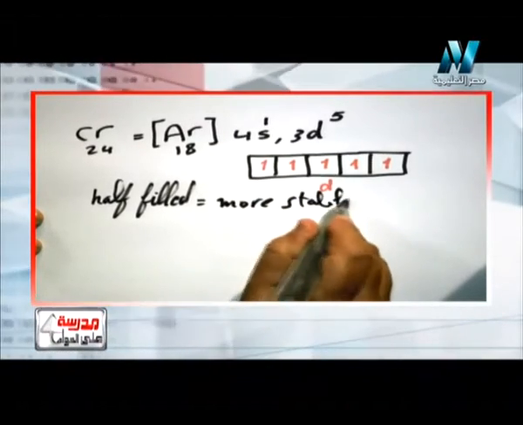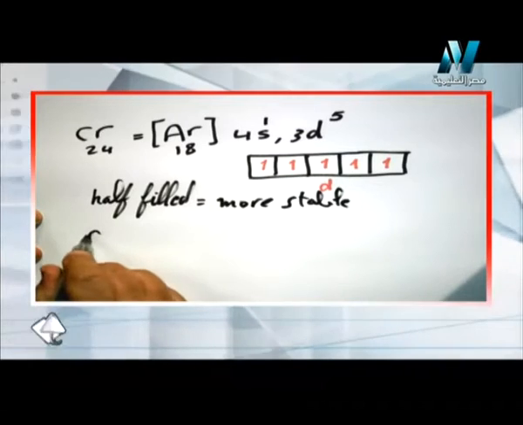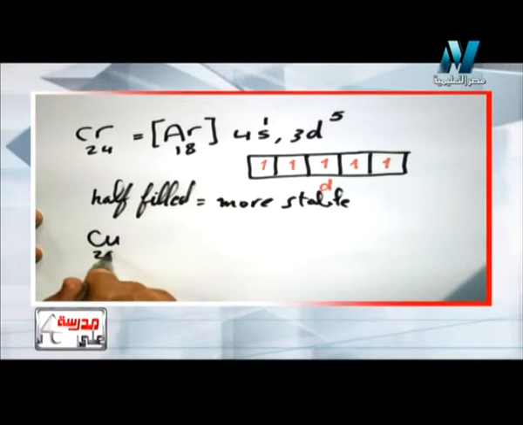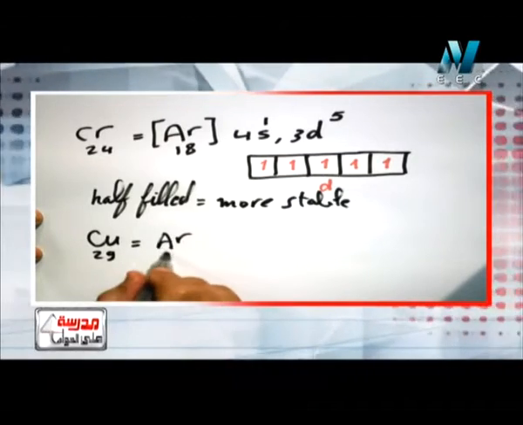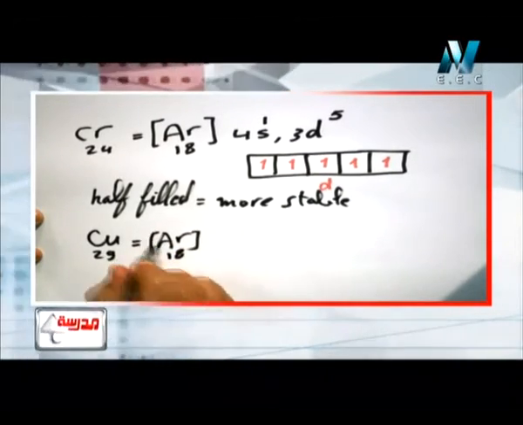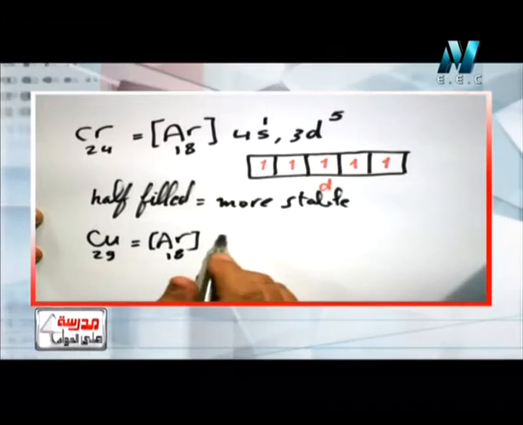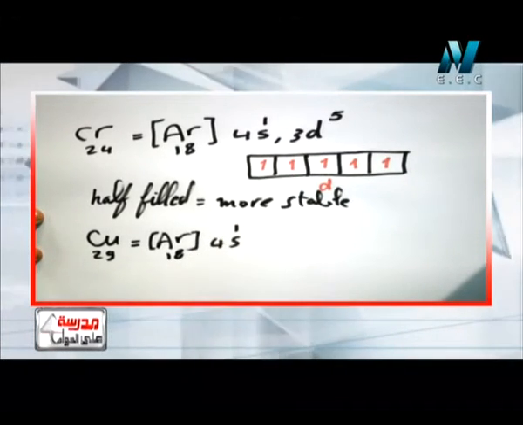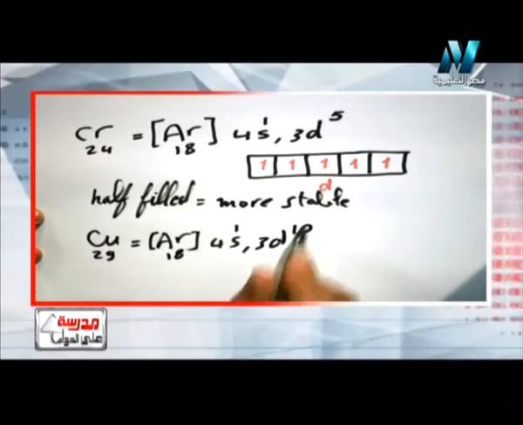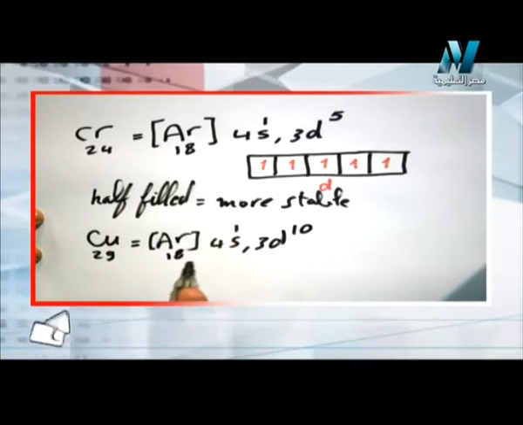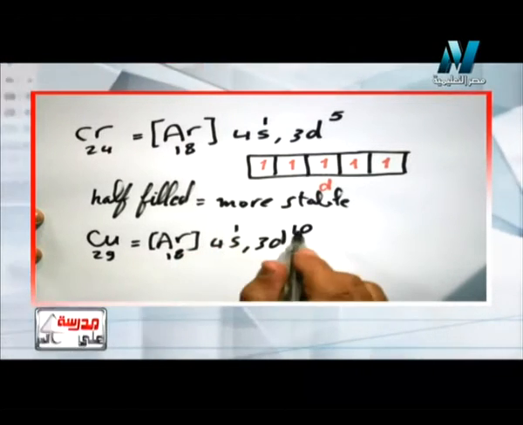This is about chromium. Also about copper. Copper 29, argon 18, and 4s1, not 2, to put 10 electrons in D. So copper 29, argon 18, 4s1 with 3d10.